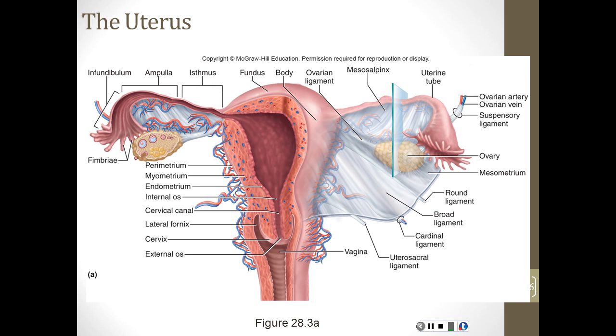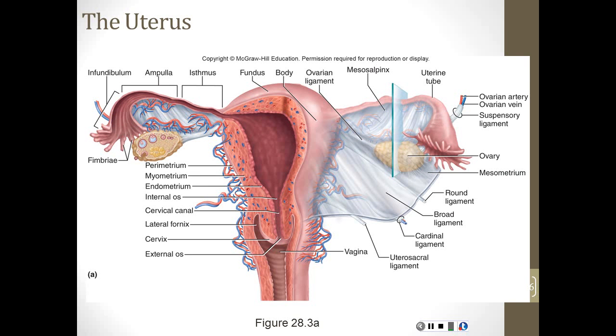Now the lumen of the uterus is roughly triangular, with the 2 upper corners opening into the uterine tubes. Now, in a non-pregnant person, the lumen is not a hollow cavity, but rather a potential space. So if you're not pregnant, it's considered to be a potential space. The mucous membranes are pressed against each other with little room between them.